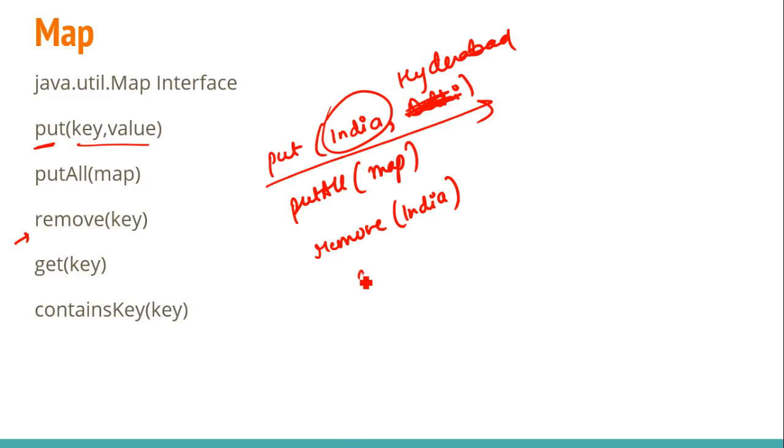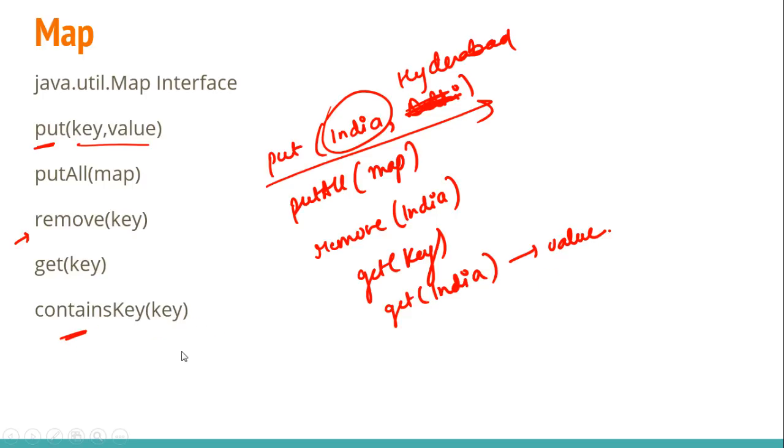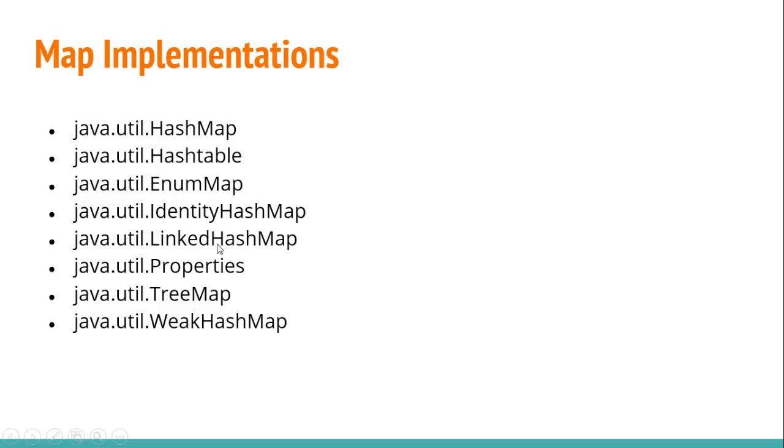Get key will give you the value. So if you want to know the capital of India, what data is stored here, you say get India. All right, that will give you the value. Similarly, containsKey checks whether some particular key is present in the map or not.